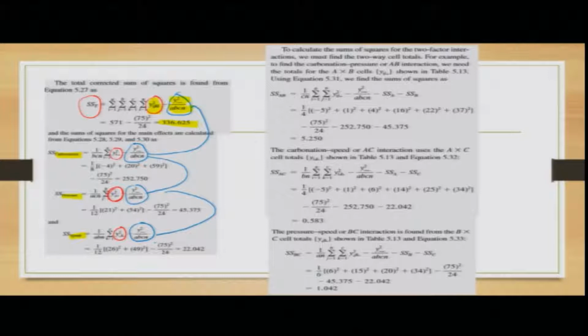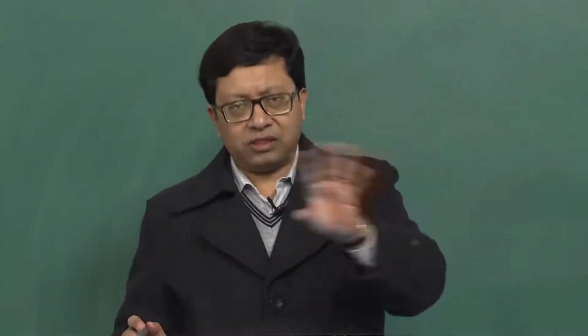So, here it will be SSAB. I will read it. To calculate the sum of squares for the two-factor interaction, as I just mentioned, we must find the two-way cell totals. For example, to find the carbonation and pressure, or the AB interaction, we need the total for all the cells of A into B, which is y i j dot dot. I am keeping i and j fixed at any particular level, with i equal to 1 to small a and j equal to 1 to small b, but summing up for all the small c's and all the small n's.